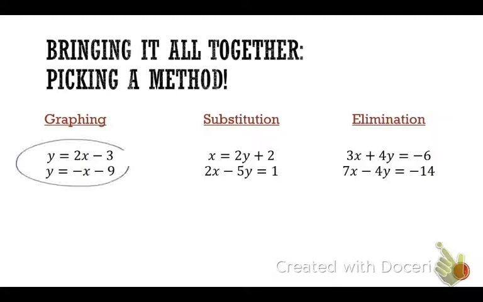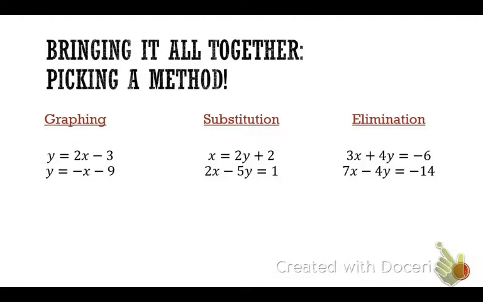Okay, let's look at this one. What makes this system ideal for graphing? It's in slope-intercept form. Are these lines parallel? No, they don't have the same slope. Correct. They're not parallel, so at some point these lines will intersect. I don't know where without graphing, but because they don't have the same slope, I know they will intersect at some point. Do you see how I can tell that just by looking at it and not even solving?